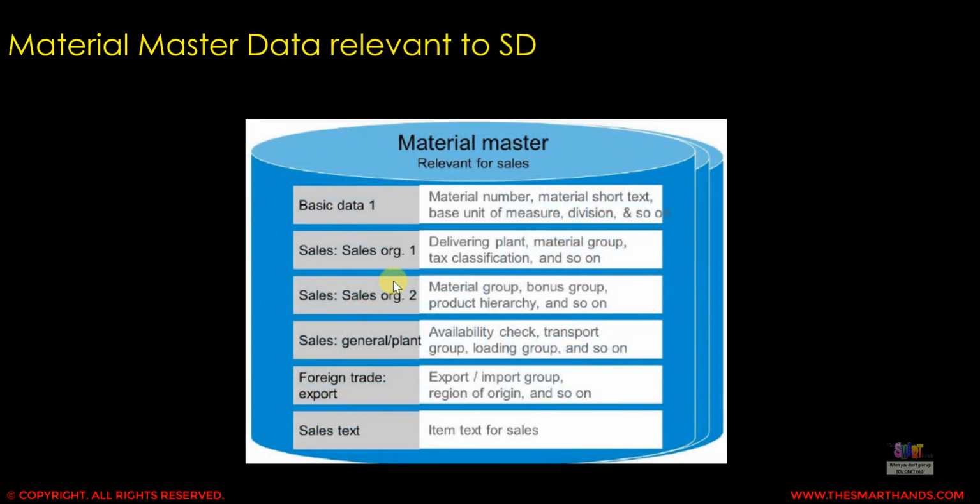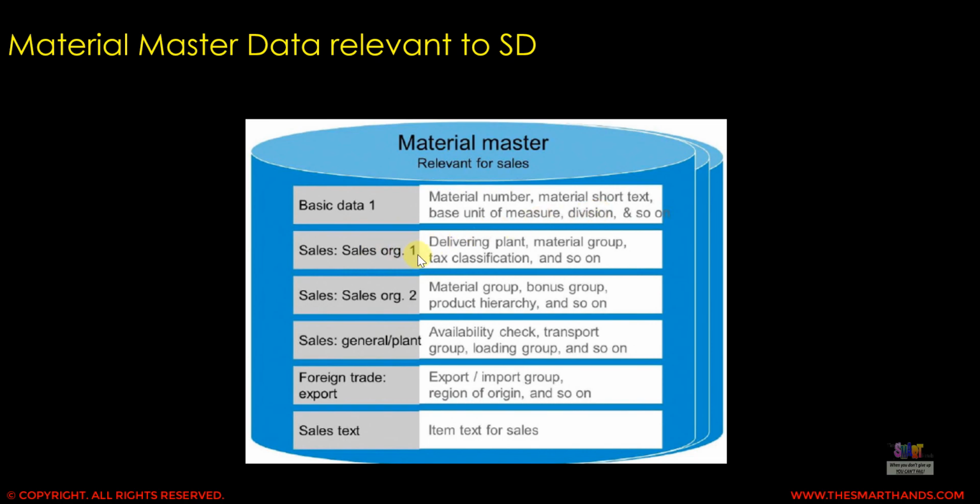Now this screen is showing you the data within a material master record which is relevant to sales. So from the sales perspective, all the data is maintained in different views, and I'm going to show you in this lecture how we can maintain those views. These views are, for example, basic data, then sales org data 1 view, then sales org data 2 view. In every view, in every screen, different types of data is maintained. For example, when we talk about basic data 1, we maintain the material number, material short text or the material description, base unit of measure, etc., which is common for all departments.